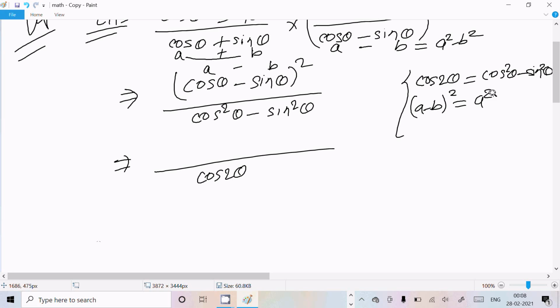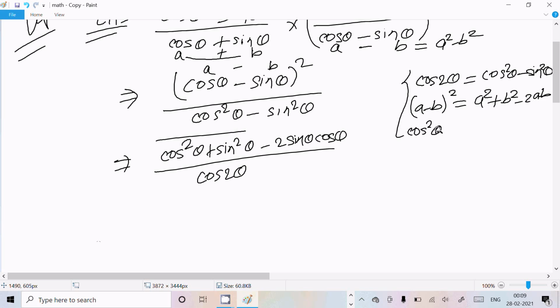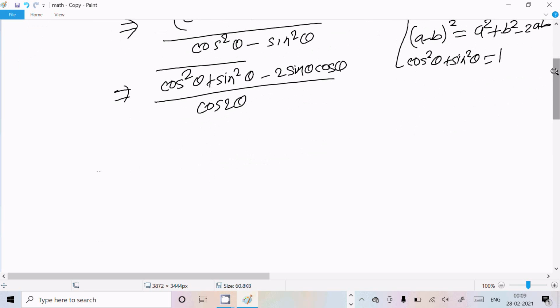Now for the numerator, this is of the form (a minus b) whole square. You already know this formula: a square plus b square minus 2ab. So we can write cos square theta plus sin square theta minus 2 into sin theta into cos theta. The formula says cos square theta plus sin square theta is 1, so in place of this we can write 1.